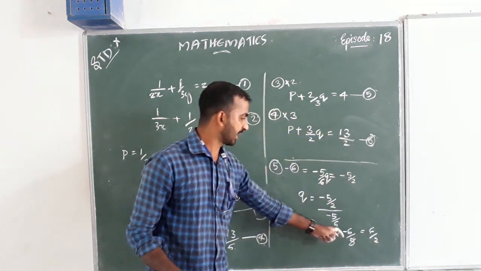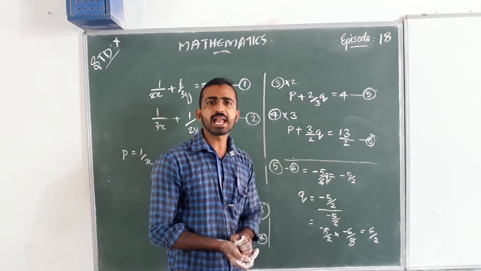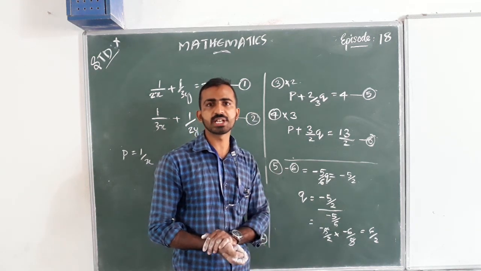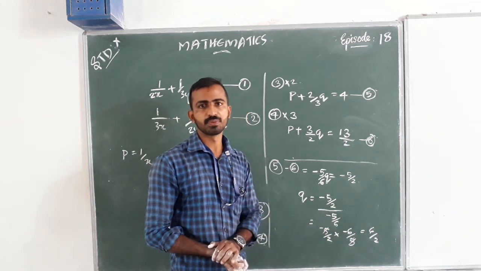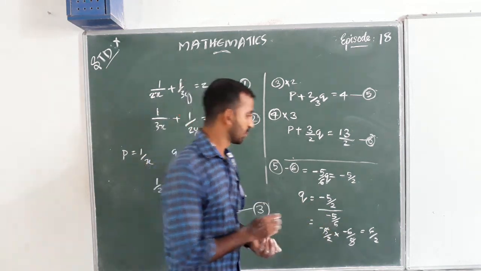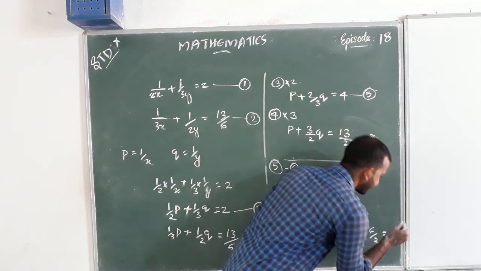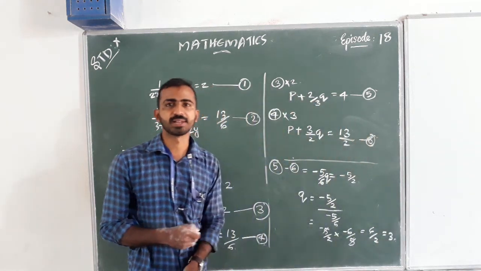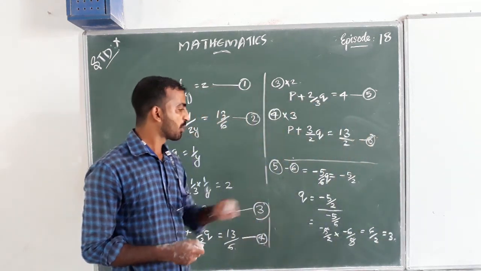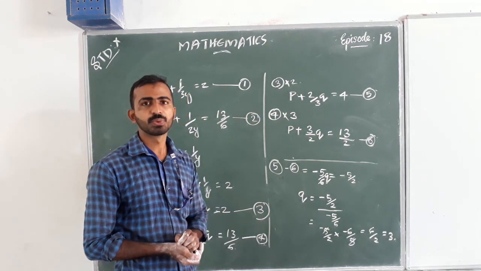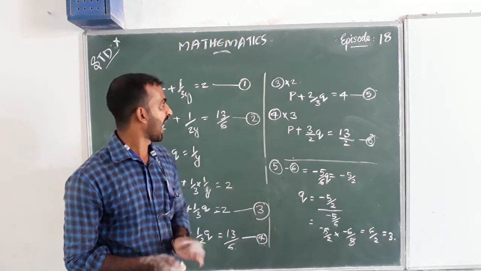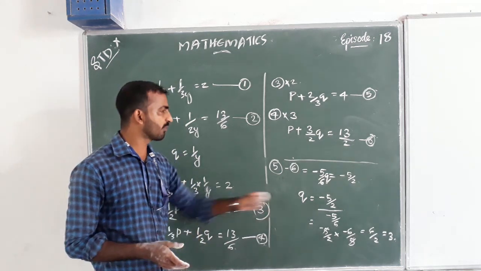Here there are 2 negatives. So when we take the product of two negative integers, we get a positive integer. So 6 by 2, the answer is 3. What is the value of Q? Q is 3. And next we want to find the value of P.